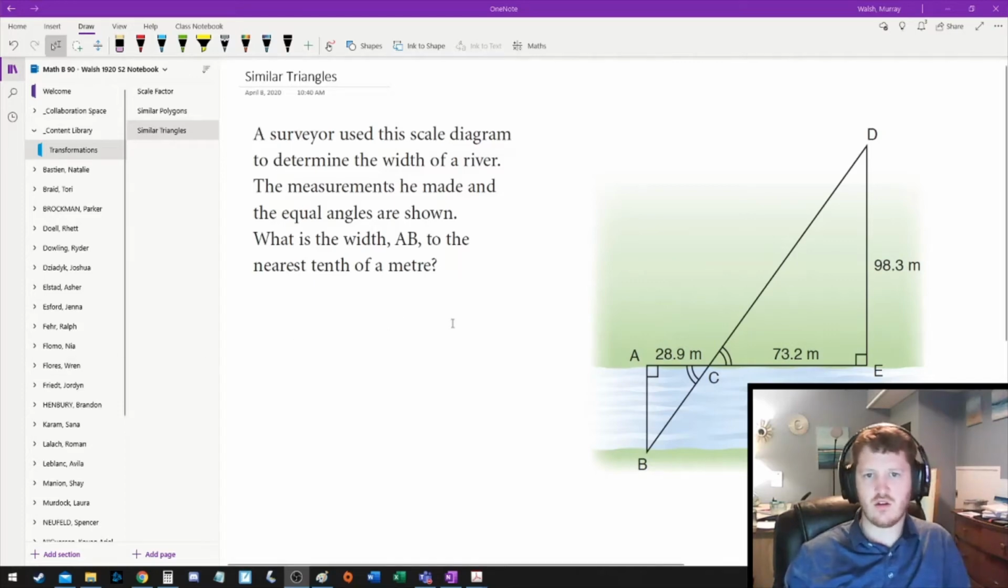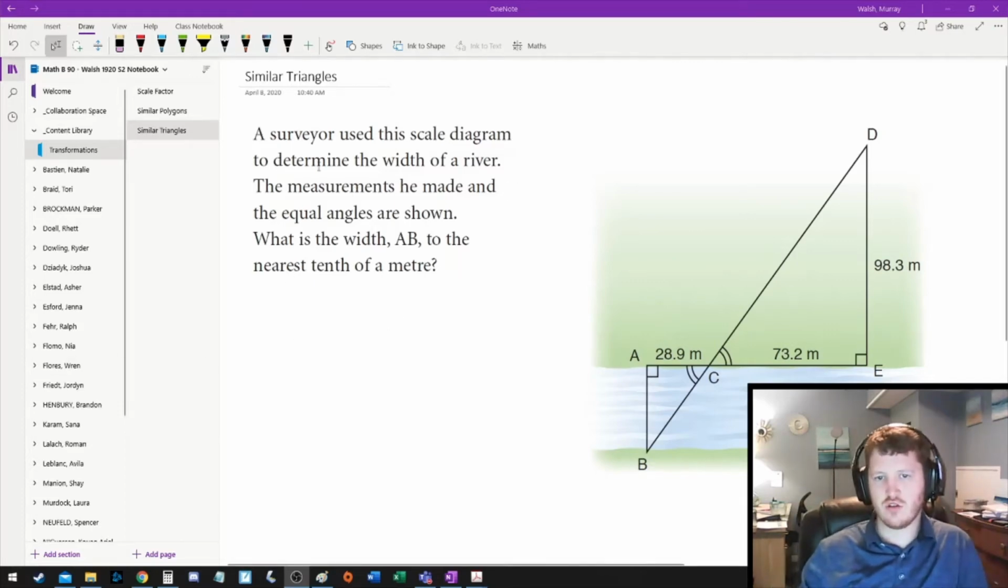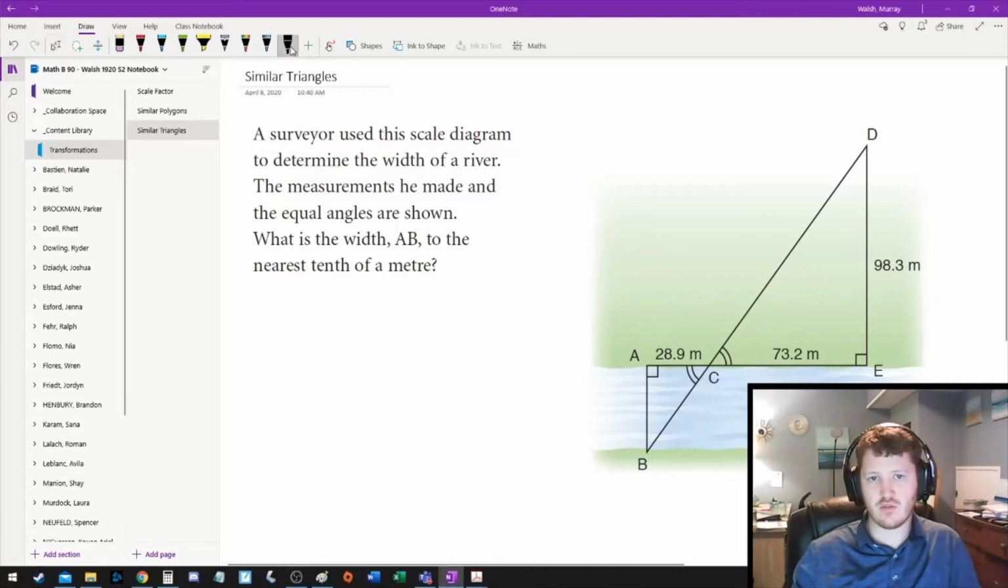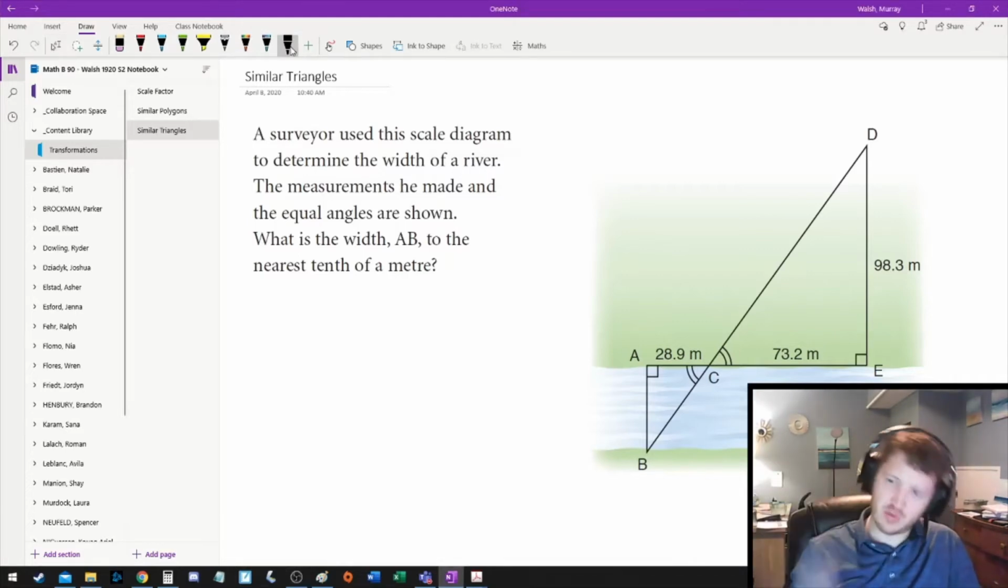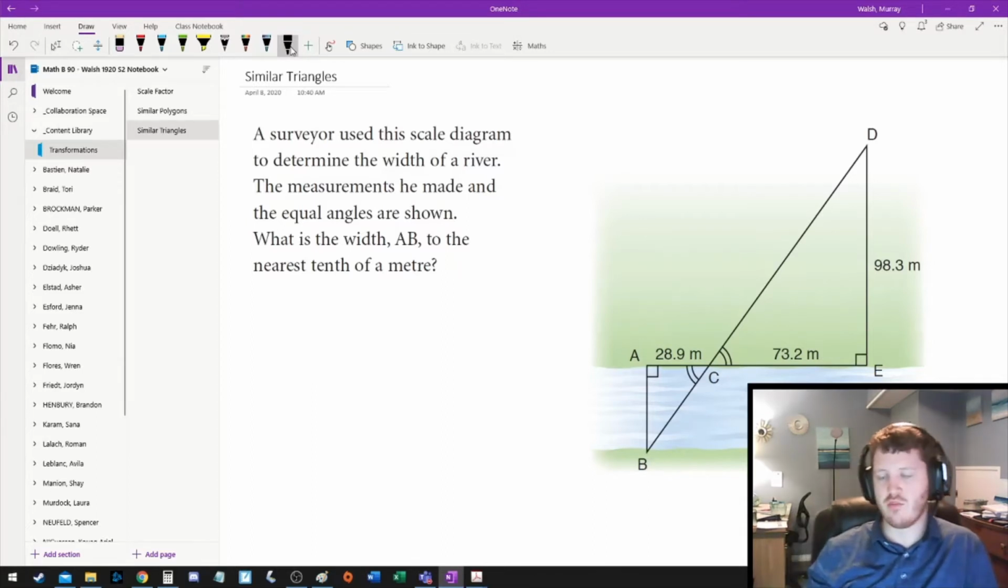This is a lesson on solving similar triangles. Similar triangles are solved in much the same way as similar shapes or similar polygons of any number of sides, but triangles are so common, we find triangles in so many applications that it's worth looking at them by themselves.